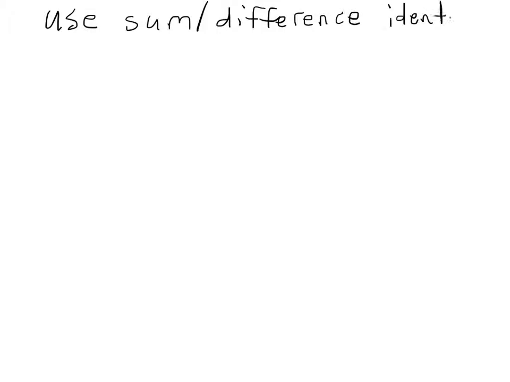So I want to use some sum and difference identities, which I just spelled wrong because Henry's making Sasquatch noises. Sasquatch is in the ceiling.